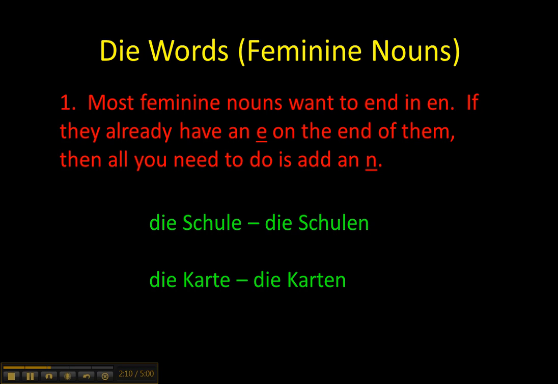Feminine nouns, or die words, want to end in -en. So if they already have an e, then all you have to do is add an n. But if they don't have an e, you add an en. So for example, die Schule, die Schulen, die Karte, die Karten. An example of a feminine noun that doesn't already end in e, like die Zeit, is going to add both the e and the n, so die Zeiten.